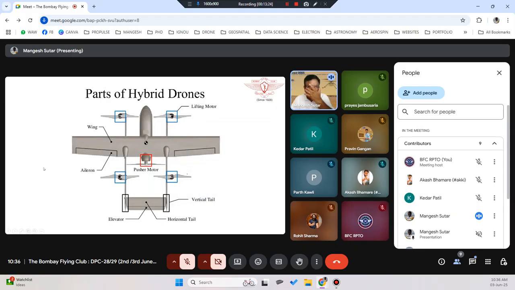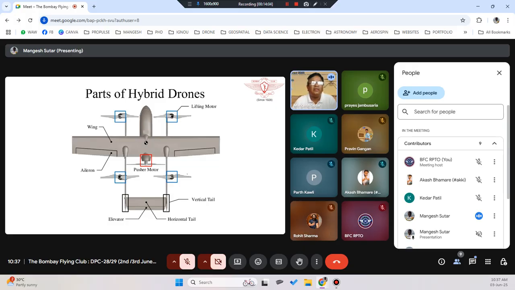Okay, so let's see the parts of the hybrid drone. Now the hybrid drone is similar to your fixed wing. So you will have a wing, and the wing will have the ailerons, which are responsible for roll motions. Then you will have a vertical tail and a horizontal tail. The horizontal tail will have an elevator, which will control your pitch motions, up and down, whereas the vertical tail will have a rudder, which is responsible for your yaw motion or directional motion. Normally the heading of the aeroplane or the drone is changed by the vertical stabilizer, the vertical tail that has the rudder.